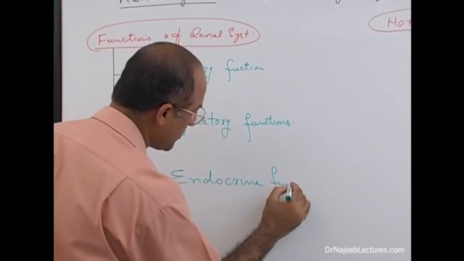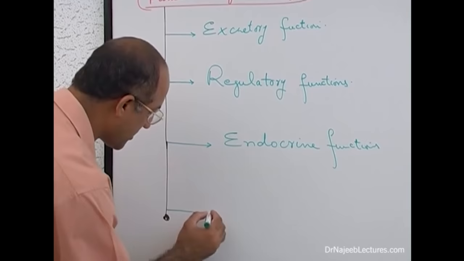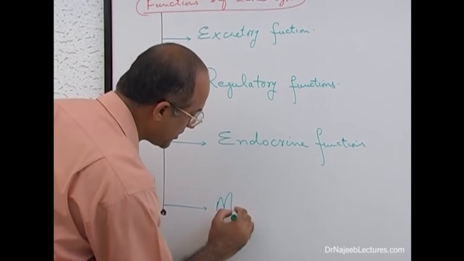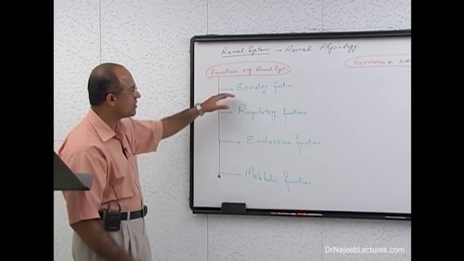And, of course, at the end, we'll come to the last most important function. Somehow doctors or students don't remember that. And that is the metabolic functions of the kidney. It's a metabolic organ as well. It means that kidneys are excretory organs, they are regulatory organs for certain substances in the blood, they are endocrine organs as well as metabolically active, of course.